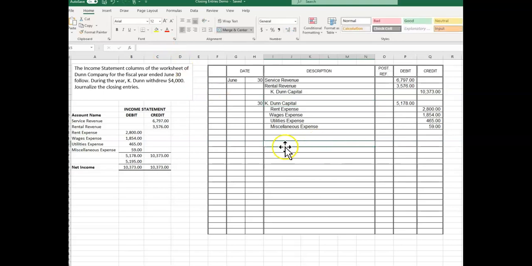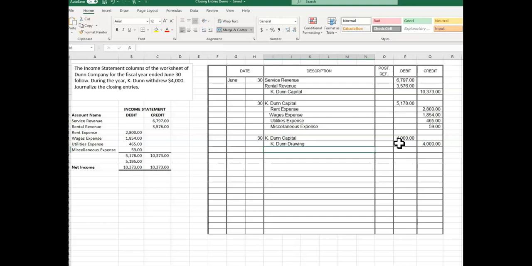All right, and the last account we have to plug in is the drawing. That's the last account we have to close. Drawing has a debit balance, so to close it, we're going to credit it. So we know that we're going to debit capital. We're going to bring down the value of capital by the amount of our drawing. So it's going to be $4,000. And then we're going to credit K done drawing $4,000. And those are your closing entries.